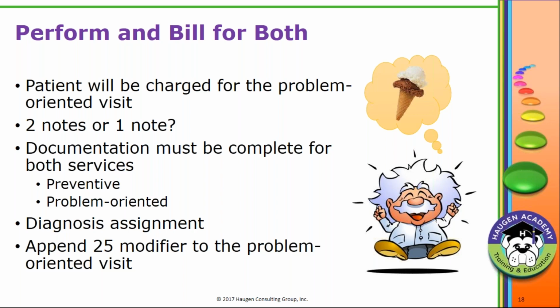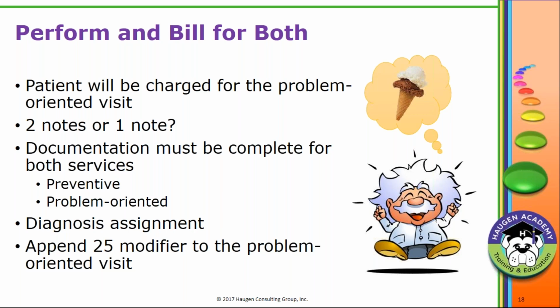Diagnosis assignment is also a question, and then we have to append Modifier 25, and that will go on the problem-oriented visit. So some coders will recommend 2 notes, one for the preventive service and one for the problem-oriented service. This really isn't practical in a lot of situations. So it's really just going to be up to the provider to document the service clearly if they are going to use 1 note.